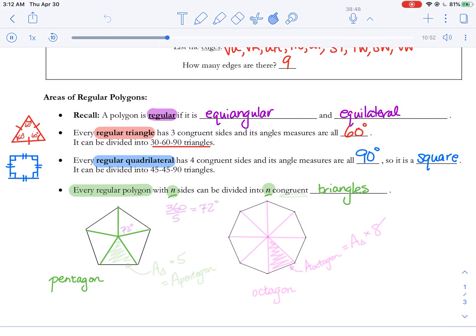So to do the area, if I wanted to find the area of this pentagon, for example, I could find the area of one of those triangles and then multiply it by what? 5. Okay, so you could do the area of the triangle multiplied by 5 would give you the area of the pentagon. So that's kind of how we're going to deal with finding areas on these regular polygons. Just kind of think of it as a bunch of triangles.